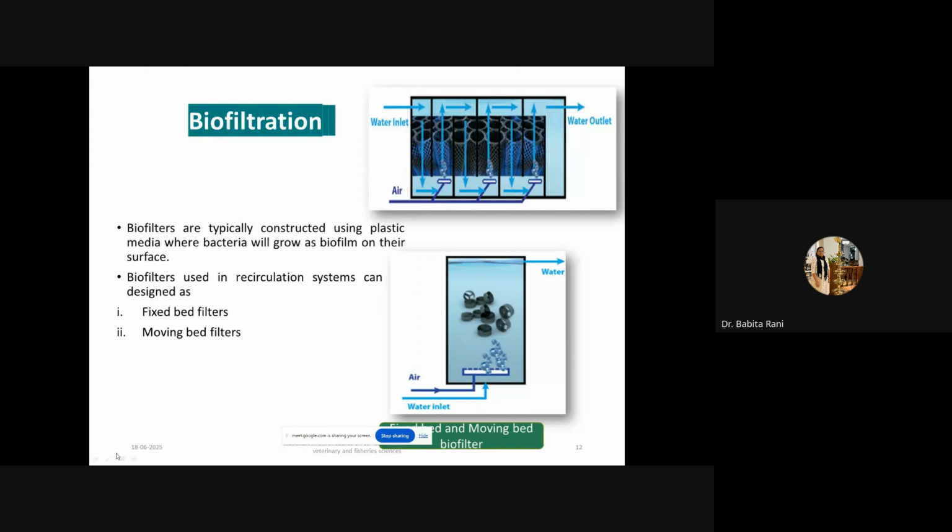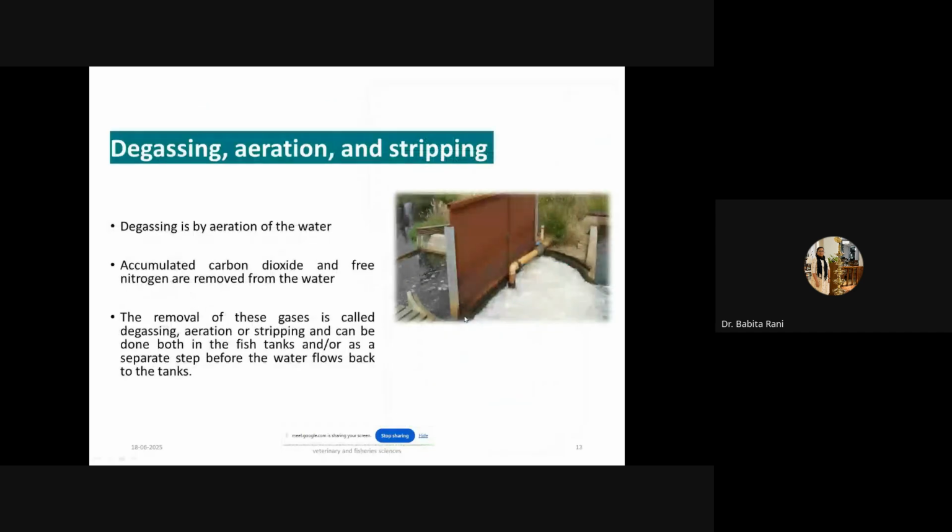Moving bed biofilters keep on moving and there will be good oxygenation in them. It is more effective. Between fixed biofilter and moving bed biofilter, the fixed biofilter is best for reactors, when you have a reactor-based system. But when it is a normal batch system, you can go for a moving bed filter. That is the best one. And this is a degassing unit, for carbon dioxide stripping and oxygen injection.